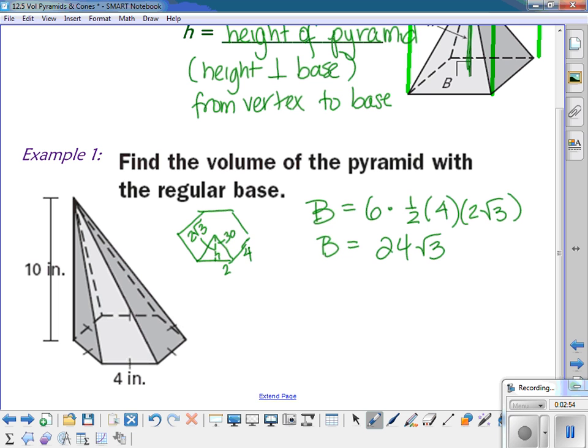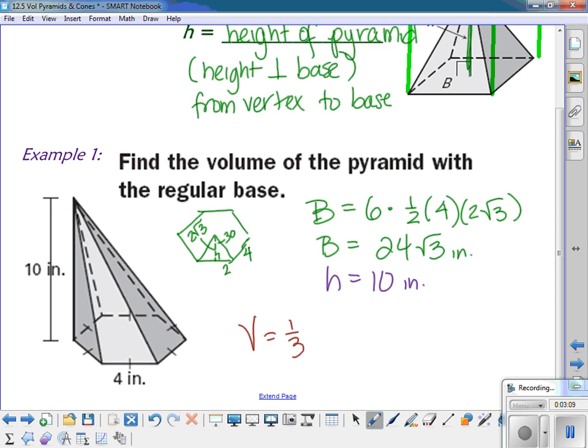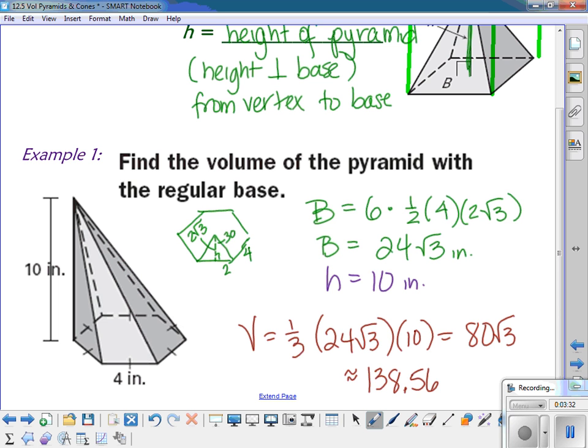And then I can see that the height they gave me is 10 inches. And so the volume, I just plug that all in. The volume is 1/3 the area of the base, which was 24√3, times the height of the pyramid, which is 10. That comes out to 80√3. That would be the exact volume. If it asks for the approximate or asks for decimals, you can just put that in your calculator. This comes out to 138.56 cubic inches. Again, volume is in cubic units.